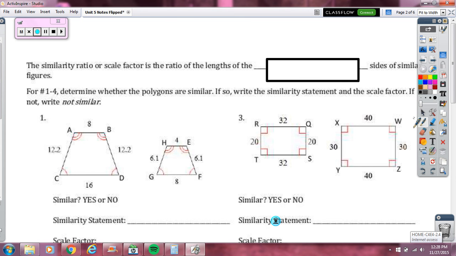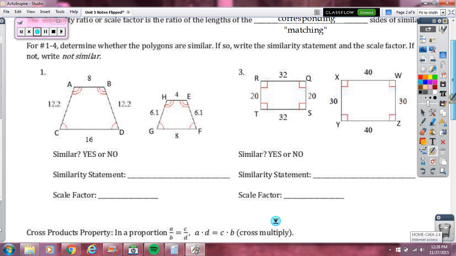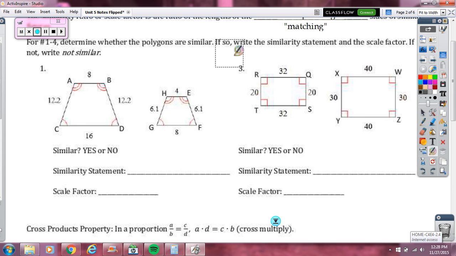And a lot of times that number is going to come up in the questions that we ask. The similarity ratio, or the scale factor, that number like 2 or like 1.42, that's going to be the ratio of the lengths of our corresponding or our matching sides of similar figures. So like on these two questions, we're supposed to figure out if the shapes are similar or not.